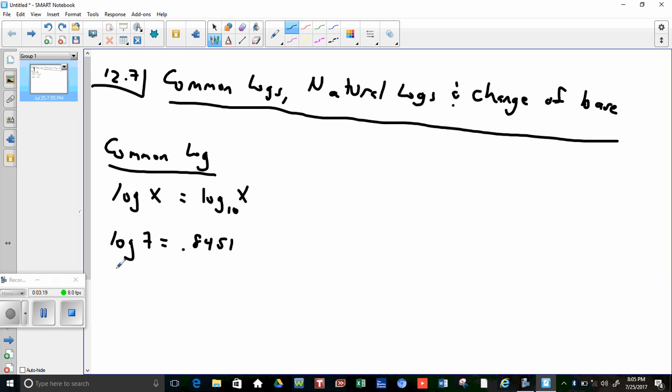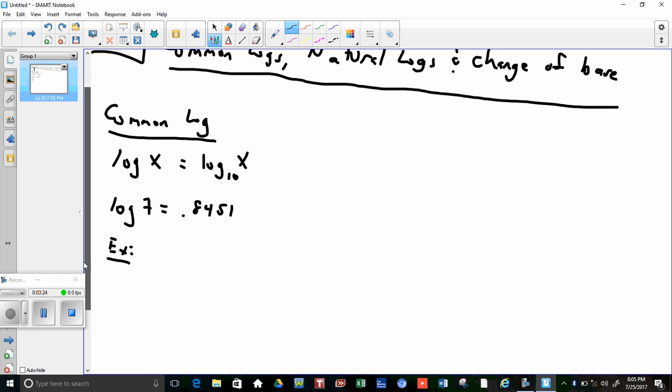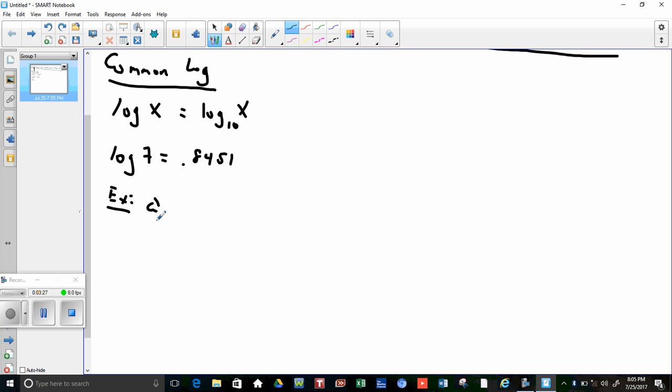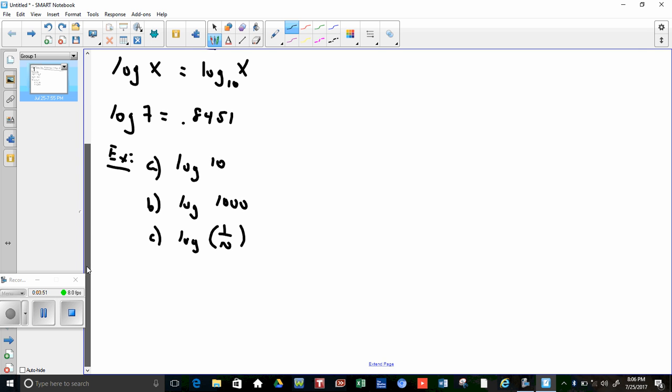All right, so let's just practice a few, just to make sure that you guys can find these in your calculator. So go ahead and plug in log of 10, log of 1,000, log, and this one will be a little more tough to plug in, of 1/10. You'll have to put this in parentheses and then push enter. And then log of square root of 10.